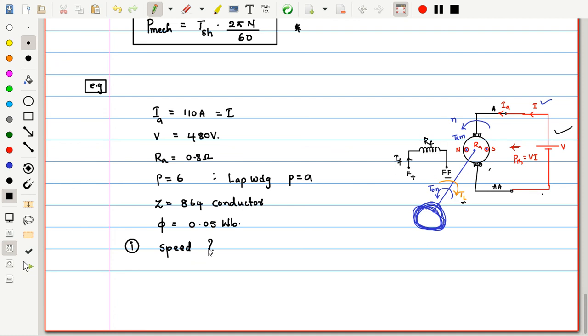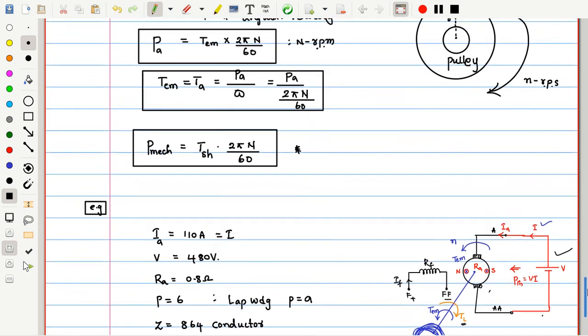the speed, and second, calculate the gross torque developed by the armature. See the terminology, gross torque developed by the armature. You should understand that this is not the final mechanical torque.